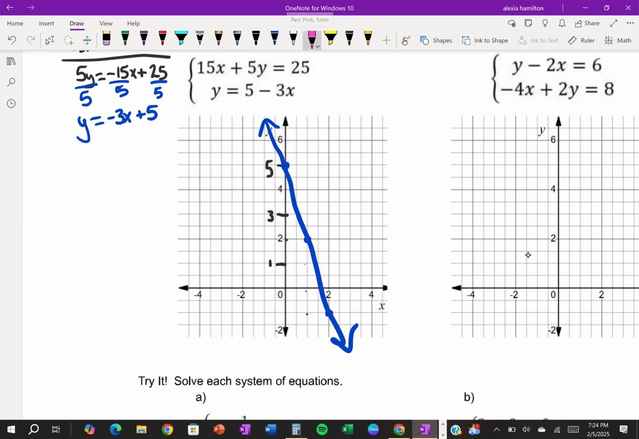Second line is basically in slope-intercept form. My slope is the number with the x. So my slope here is -3, and my y-intercept is 5. Is it just because I'm sick? But I'm feeling some deja vu. It's the exact same line. They're the same line.